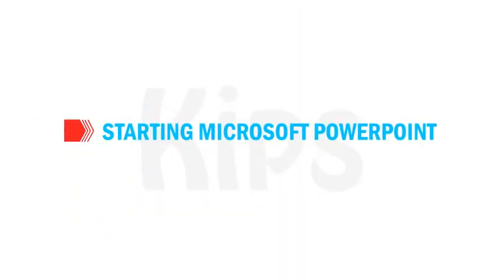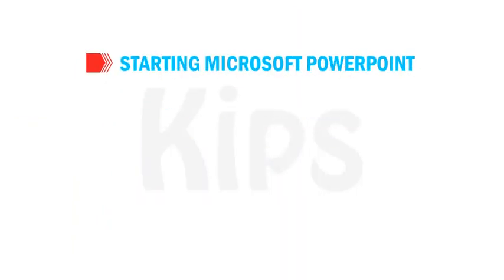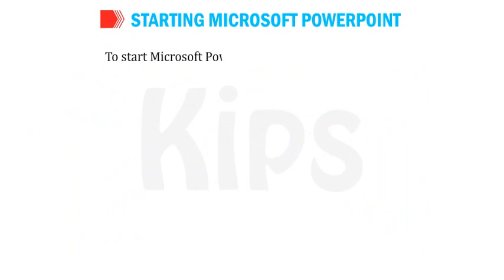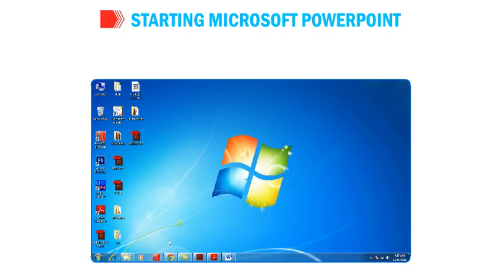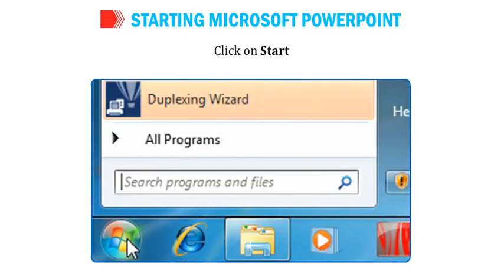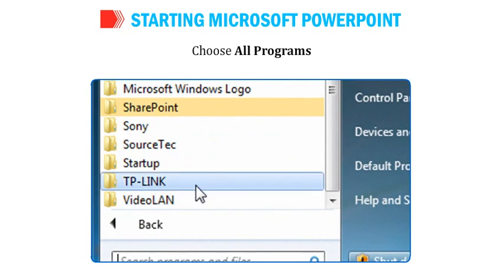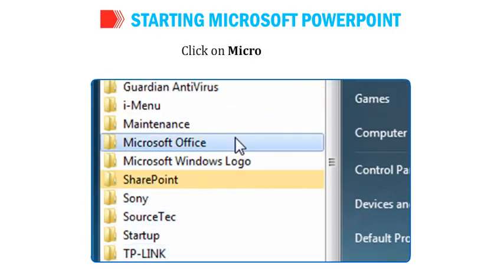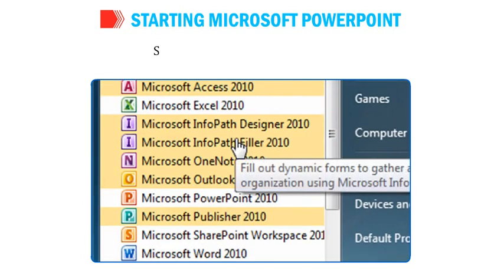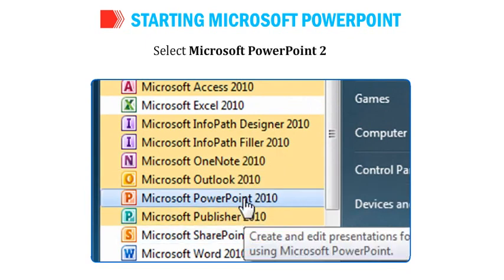Now let us understand how to start Microsoft PowerPoint. To start Microsoft PowerPoint, follow the given steps. Number 1. Click on Start button. Number 2. Choose all programs. Number 3. Click on Microsoft Office. Number 4. Select Microsoft PowerPoint 2010.